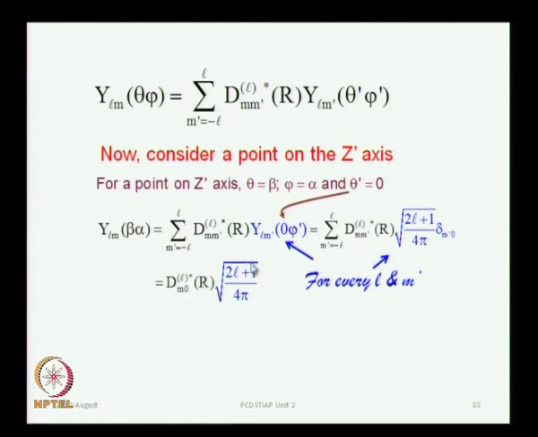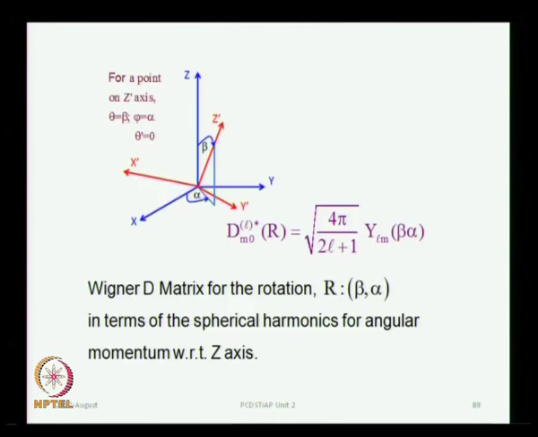Now you get an expression for the matrix element of the Wigner D matrix in terms of the spherical harmonics, because you have expressed the spherical harmonics in terms of the matrix element of the Wigner D. So, you can just invert that relation, and what you have is an expression for the Wigner D matrix elements, which are essentially spherical harmonics, as you can see. Now, this is a general result which you can use. So, we have got this result for the Wigner D matrix in terms of the spherical harmonics.